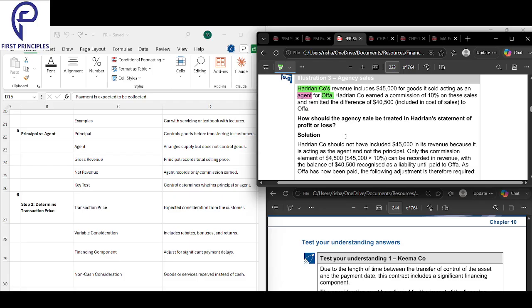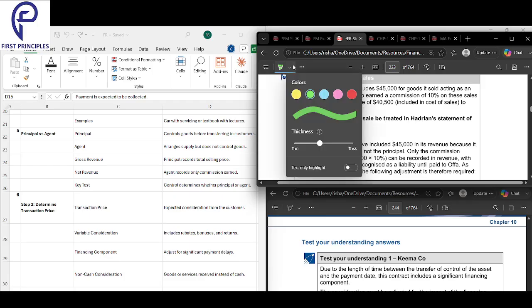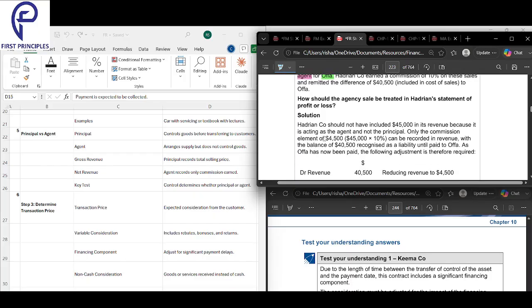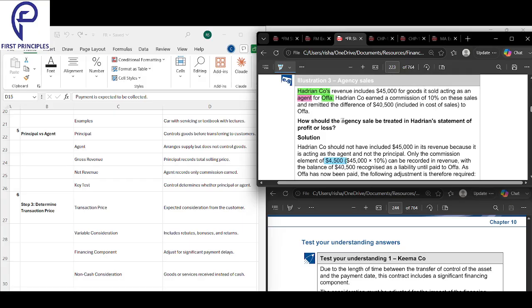Hadrian Co earned a commission of 10% of these sales and he sent 40,500 to Offer. So how much did he recognize? He recognized 10% of this. That is 10% of 45,000, which is 4,500. He recognized 4,500 of these sales and remitted the remaining difference, right? He sent it back to Offer. Okay, this is what has happened. He kept his 4,500 and gave the remaining to Offer.